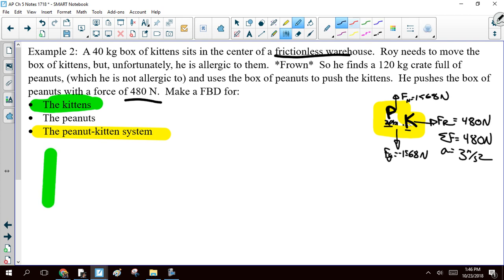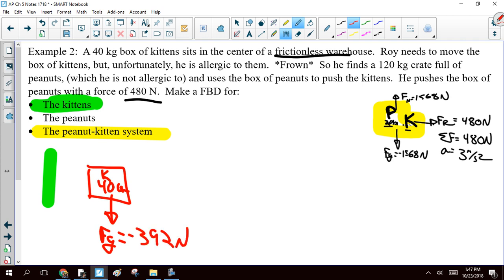We'll do this in a different color. So here's the kittens. What was the mass of the kittens? 40 kilograms. So our force of gravity is negative 392 newtons. They don't move down because they're sitting on the floor of the warehouse, so there's a normal force from the floor, which is positive 392 newtons. I should give this a different name, now that I've got 2 normal forces. So this is the normal force on the kittens and the force of gravity on the kittens. I probably should have called this system and system to be specific.